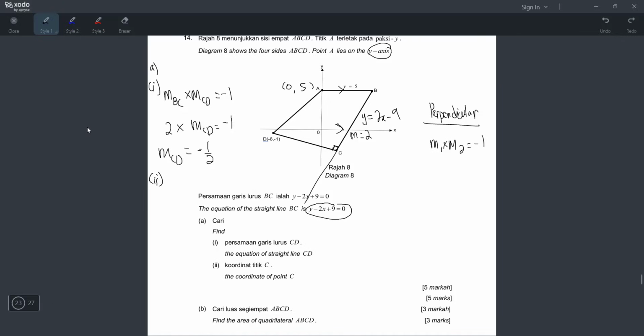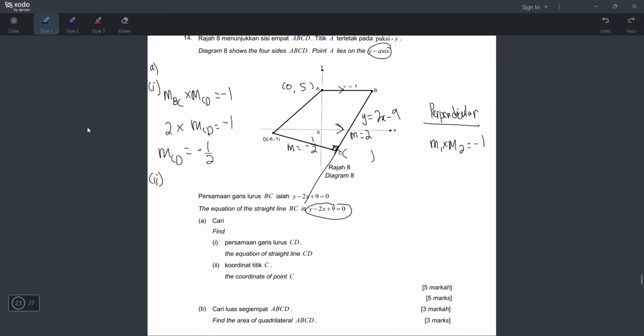Okay, number 2, find the coordinates of C. I think it's talking about this. So what is the x coordinate? Don't know. What is the y coordinate? Don't know also. But I already know the gradient of this is -1/2 from my last question. So let's think about this. How do we find the coordinates of C? Let's think. Okay, I know already.